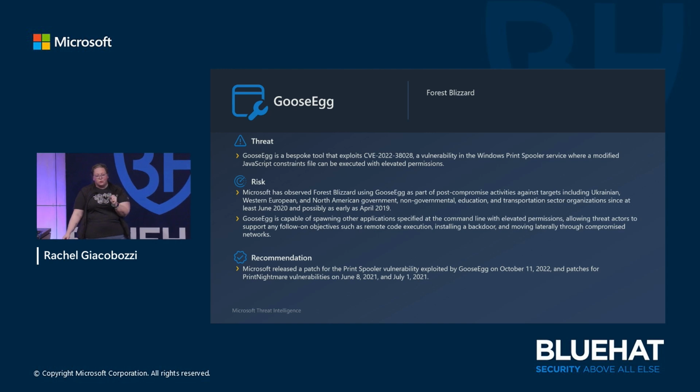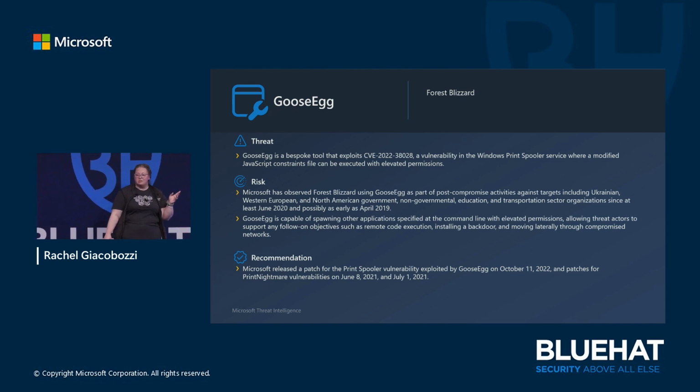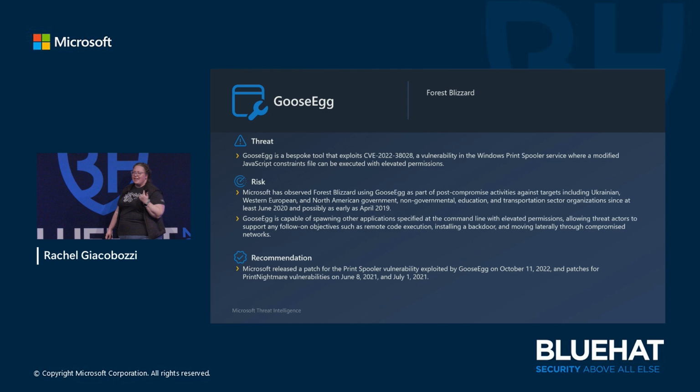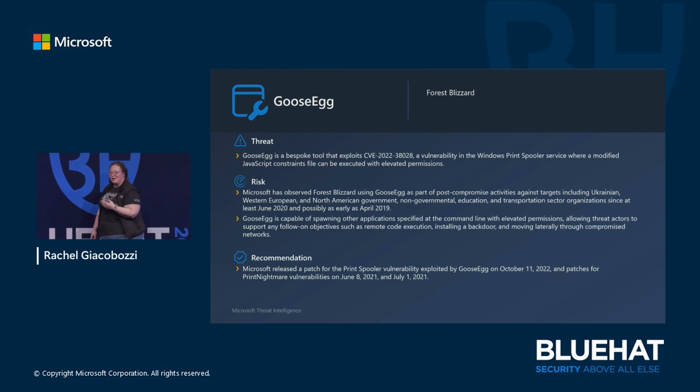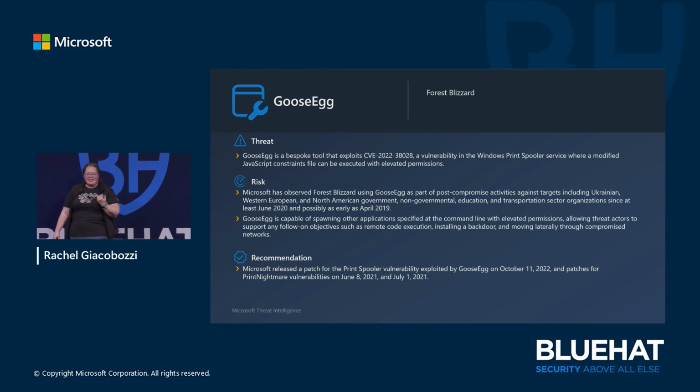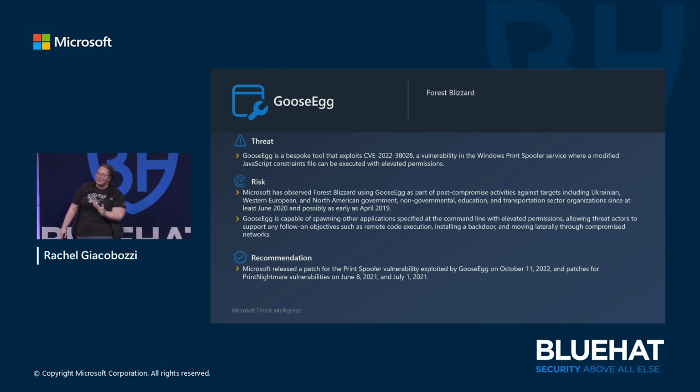Goose Egg is a bespoke tool used by Forest Blizzard. Forest Blizzard is a Russian nation-state actor that's been active since 2010. Now, Forest Blizzard targets government, energy, and transportation in the US, Europe, and the Middle East. And Goose Egg exploits a vulnerability, specifically CVE-2022-38028, which is a privilege escalation vulnerability in Windows Print Spooler. This tool is used as part of post-compromise activities against those targets.